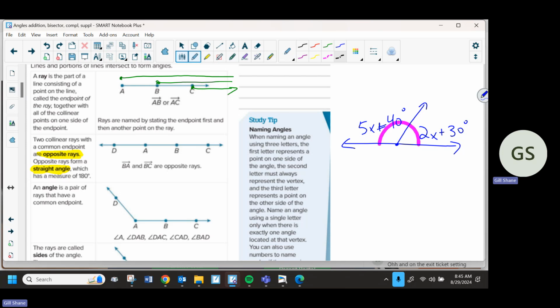Oh, and on the exit ticket, it's going to be 2 points. Setting it up will be 1 point. So I will allow you to get partial credit on this activity. I don't always do that.